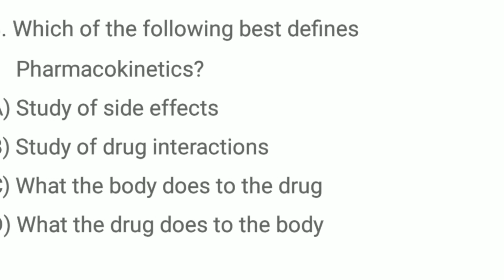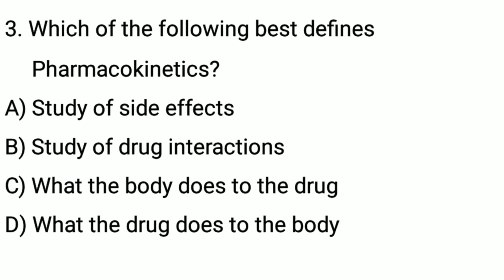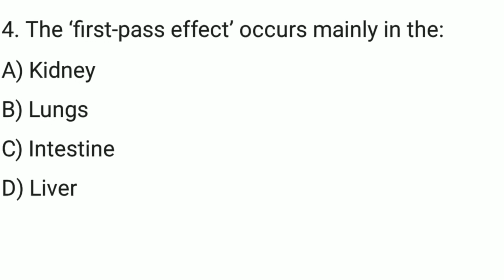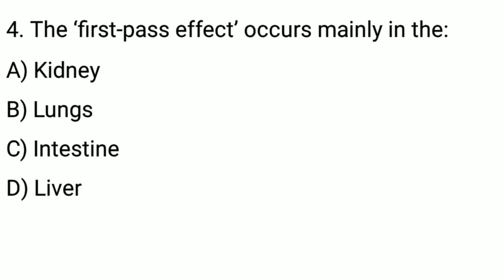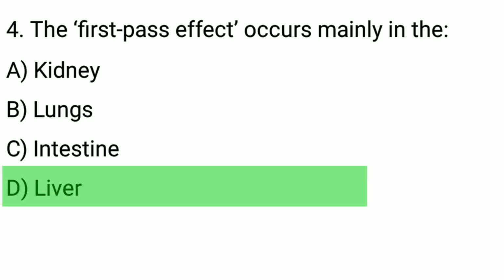Question number 3. Which of the following best defines pharmacokinetics? The right option is option C, what the body does to the drug. Question number 4. The first pass effect occurs mainly in the. The right option is option D, liver.